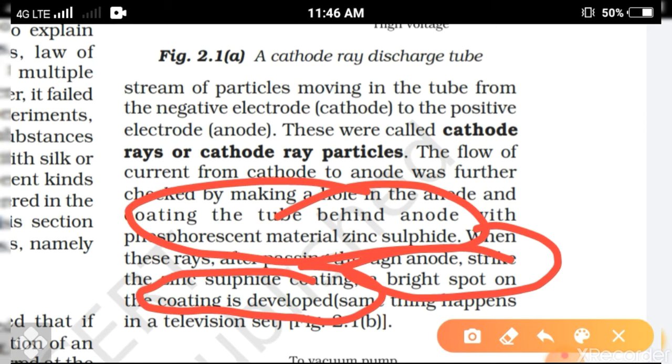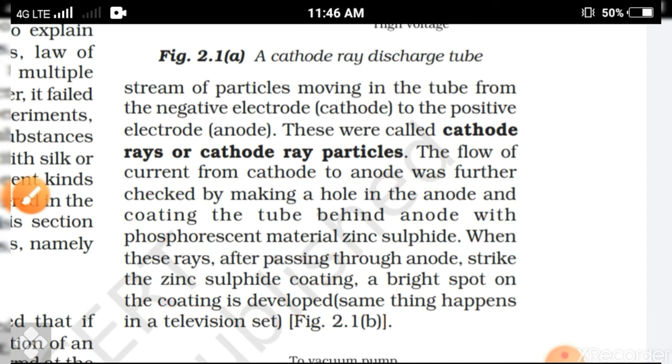After electricity strikes the coating material, just like zinc sulfide or fluorescent, suddenly what happens? A bright spot is created. This coating is also developed in the television. This fluorescent or zinc sulfide fluorescent material coating is also developed in the television. So when we switch on the television, suddenly a bright spot occurs. You know about bright spots, they also occur in the television.